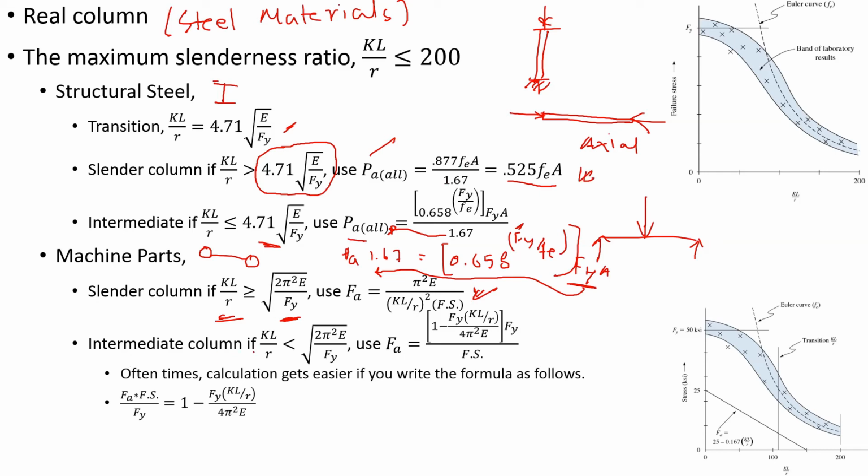Now for an intermediate column, the equation becomes a little bit complicated. So if it's an intermediate column, this is the equation. Oftentimes if you write the equation like that, it's very difficult to put this whole thing in the calculator. So it's easier if we do a little modification and then put this. You need to do a little bit of algebra before we put this in a calculator. That makes the calculation a little bit easier. So that's about the real column.